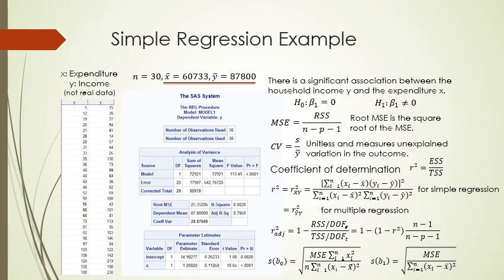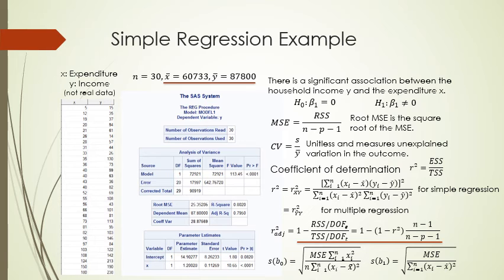The adjusted R squared accounts for the R squared inflation when more independent variables are added in the model. It is defined as this, where DOFE is the error degrees of freedom and DOFT is the total degrees of freedom. Adjusted R squared is more appropriate in multiple linear regressions.